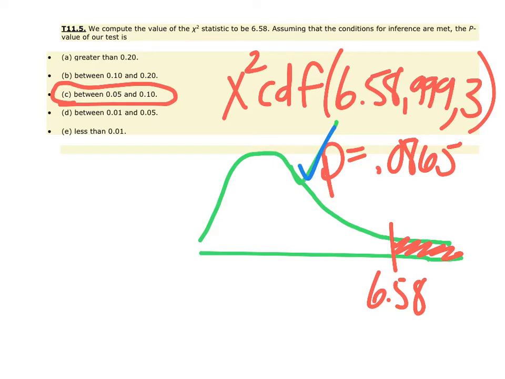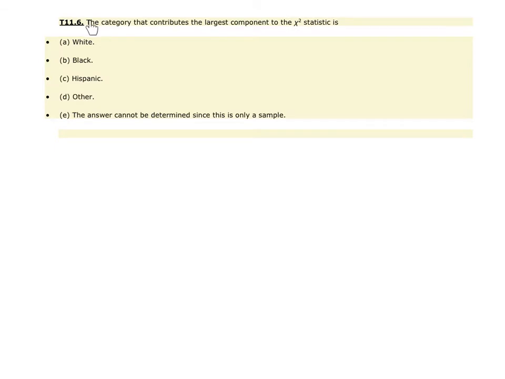The response that they have given you is one where you could use the chi-square table on the formula sheet. I personally like to just use the calculator, but that's just my preference. Number 6 wraps up this data. The category that contributes the largest contribution to the chi-square statistic is what?